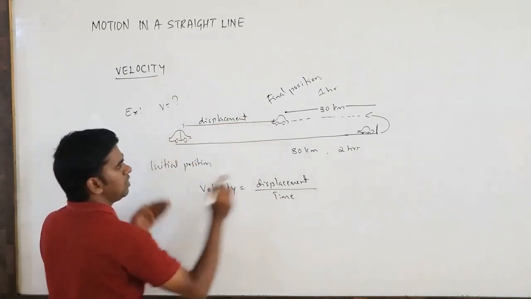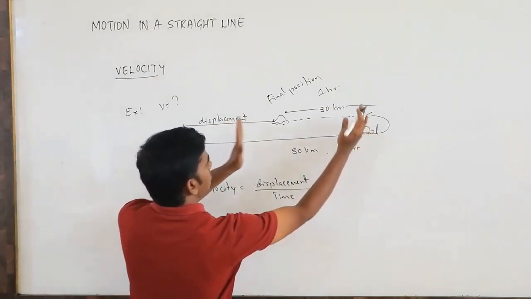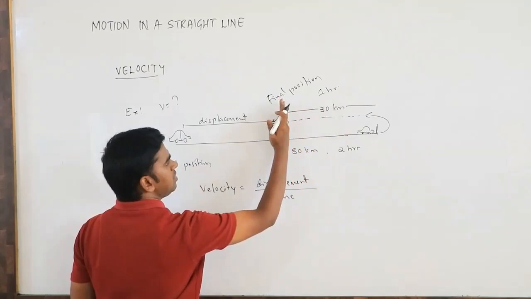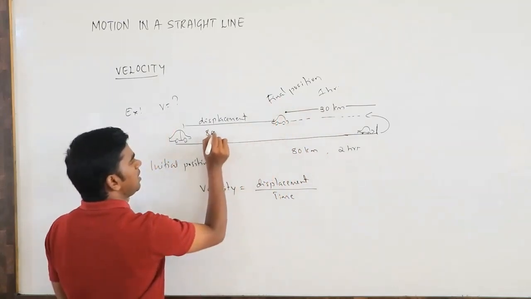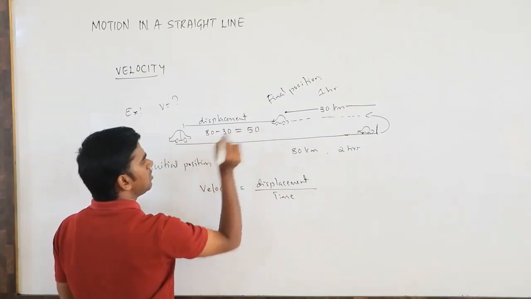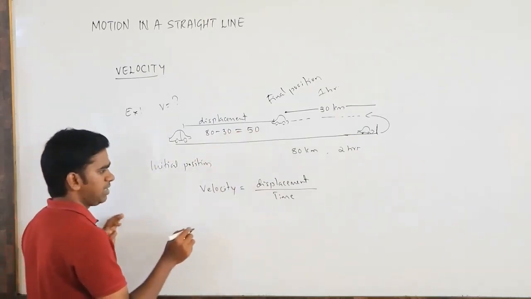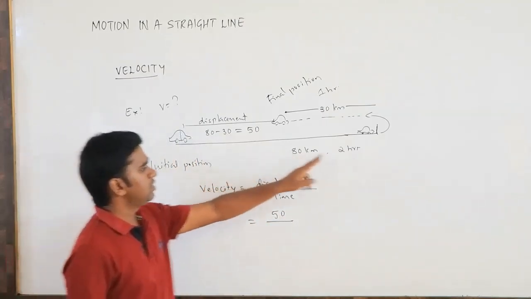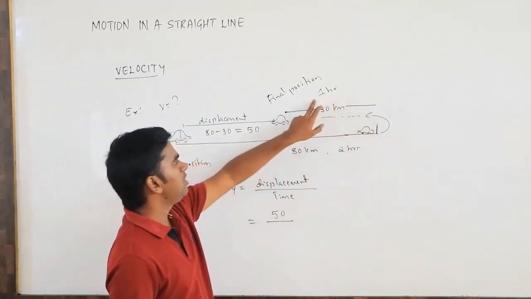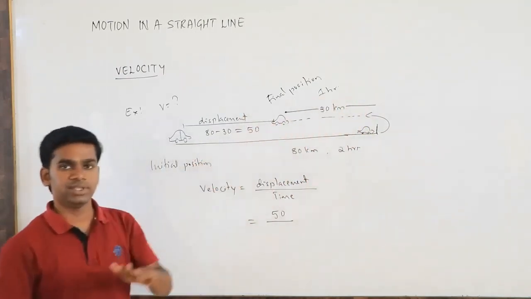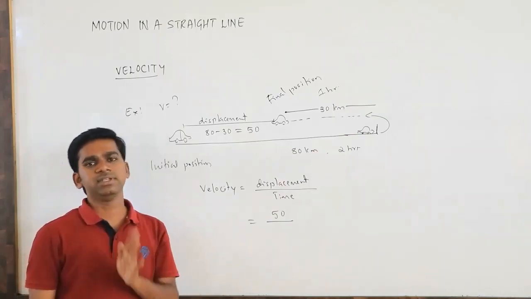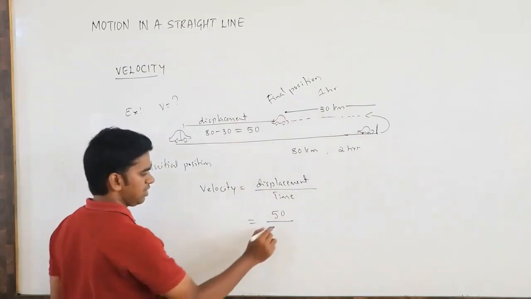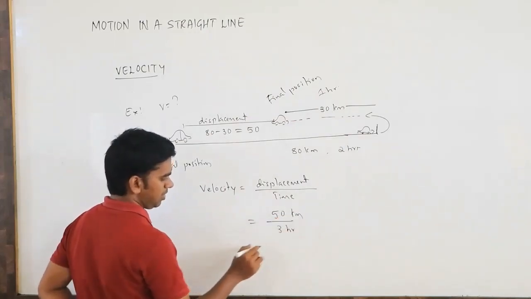So how much is it? From here to here it is 80. Subtract 30 from that. So 80 minus 30 is 50. Your displacement is 50 kilometers. Time taken is the same for distance and displacement. From here to here 2 hours, to come back 1 hour, so the total time taken is 3 hours.